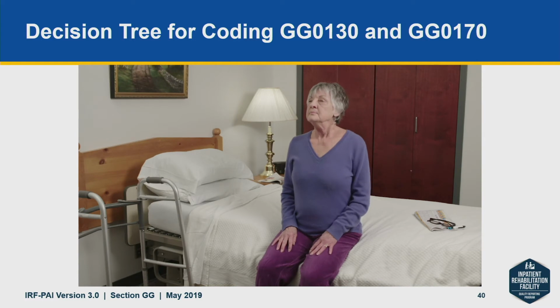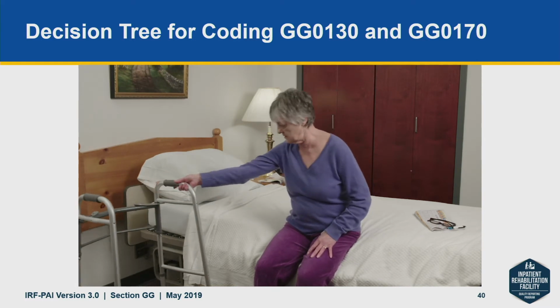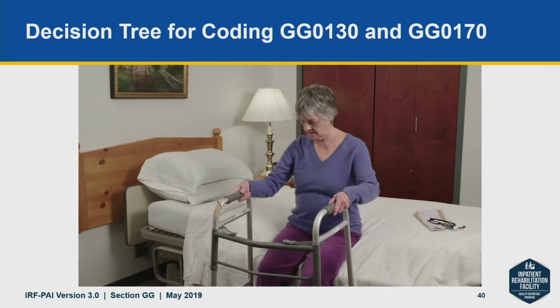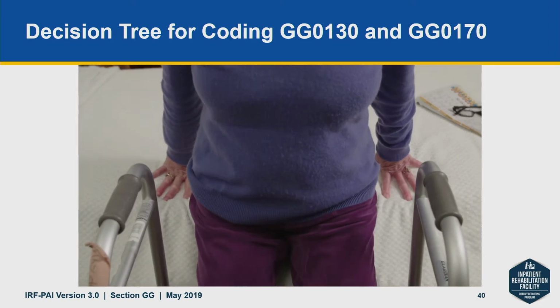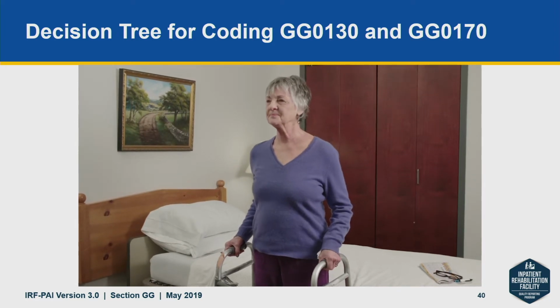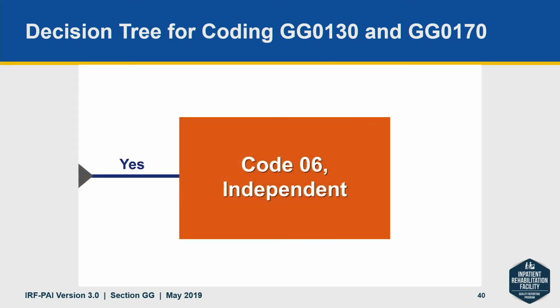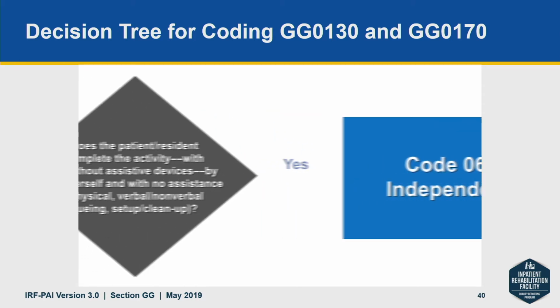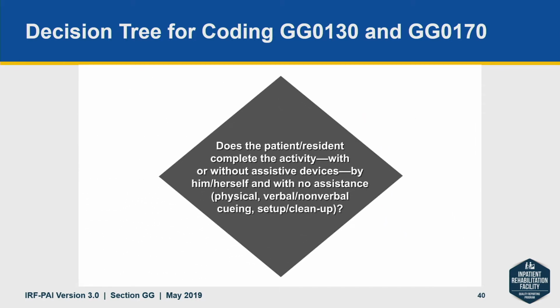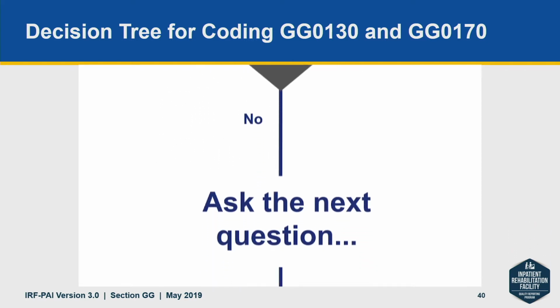In this scenario, Mrs. Jones is sitting up on the side of the bed. She retrieves her walker and places it in front of her. Then, she safely rises to a standing position. Once standing, she holds on to the walker to steady herself. There is no assistance provided by a helper. If, however, the answer to this first question is no, the patient or resident is not able to complete the activity by him or herself without assistance, proceed to the next question.